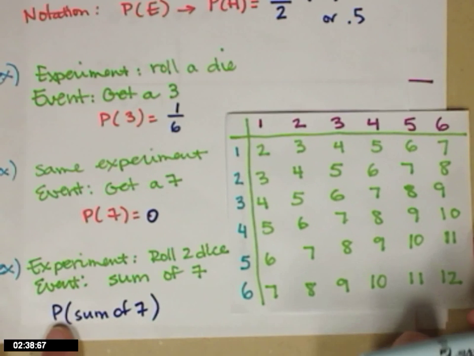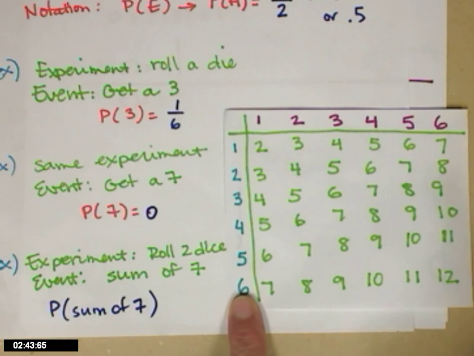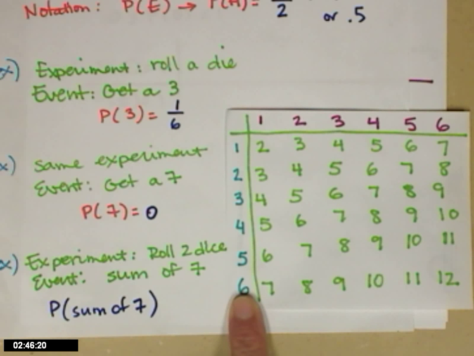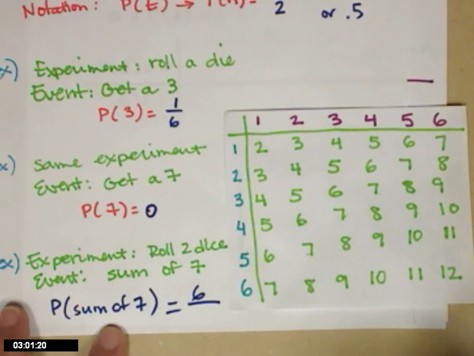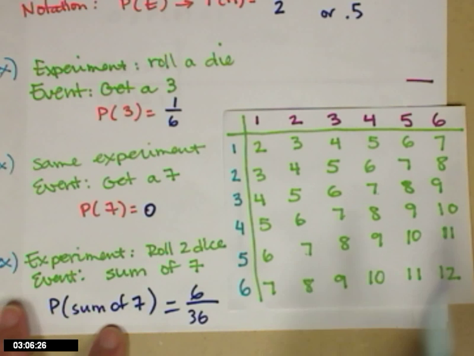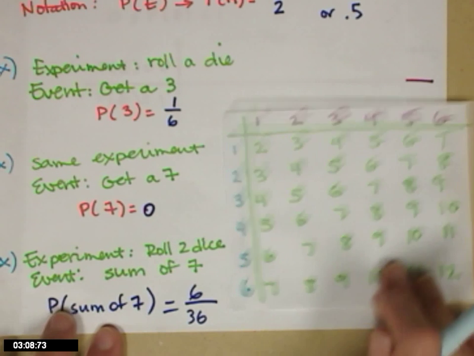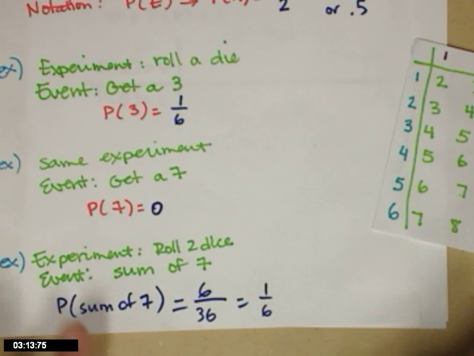So here's just a little table that shows the two different dice being rolled and the sum. What's the probability that when I do this, I'm going to have the sum of 7 come up? Well, there's 1, 2, 3, 4, 5, 6 ways that that could happen out of all the different possibilities. So what did I say? 6 ways out of the 36 possible outcomes. And then, of course, you'd reduce that to 1/6. Great.